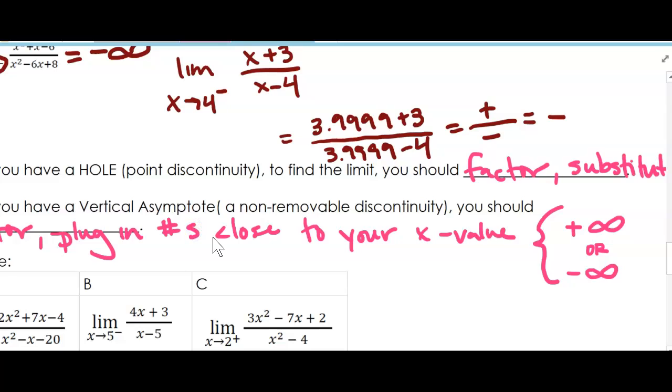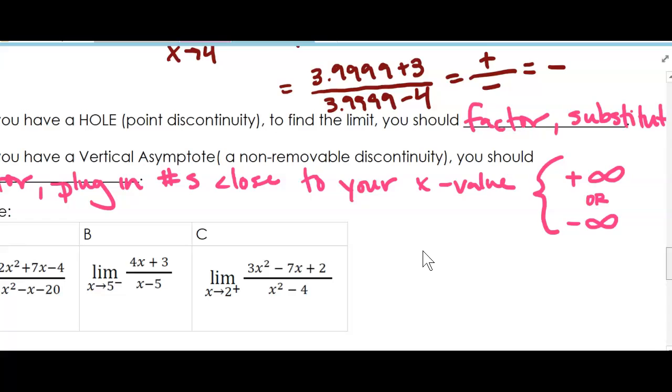That's what's so important about recognizing what's happening at that x value. Is it a hole? Is it a vertical asymptote? Is there nothing there? What is happening? Because that's going to help you determine, well, if it's a vertical asymptote, I know my answer has to be positive or negative infinity.